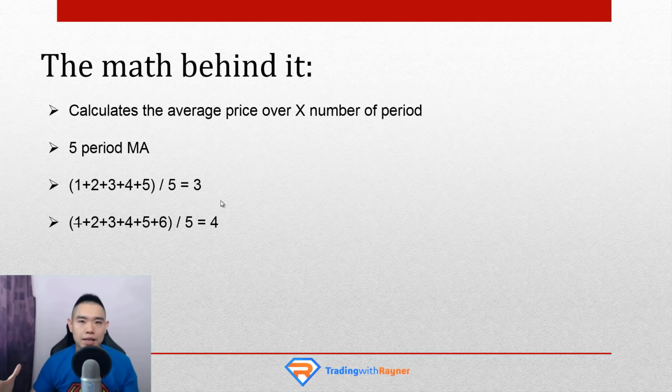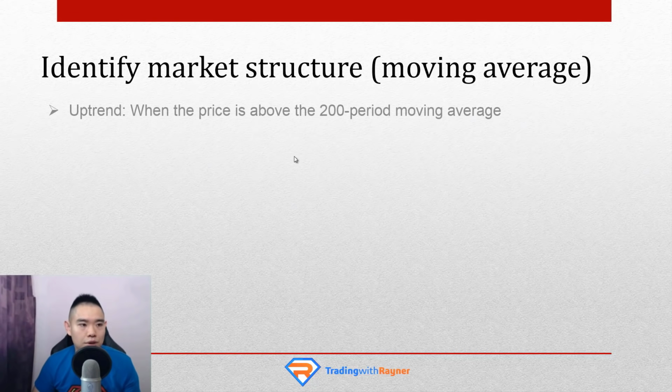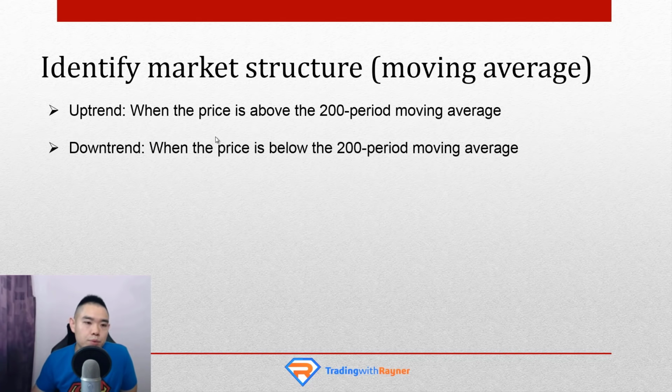So now, the key thing is this: how do you actually use the moving average to define the market structure? So let's find out. For an uptrend, when the price is above the 200-period moving average, you can say that the market is in an uptrend. A downtrend is when the price is below the 200-period moving average.